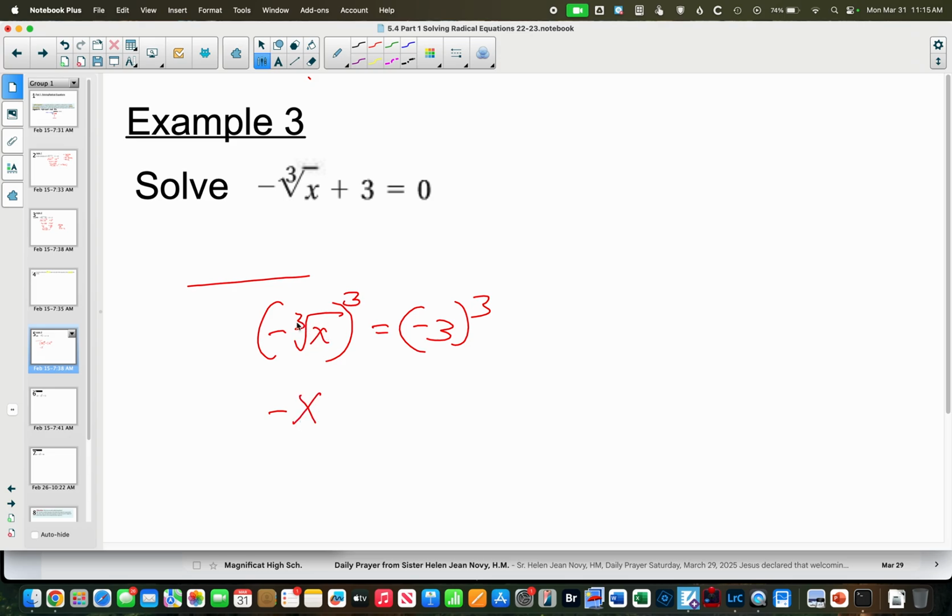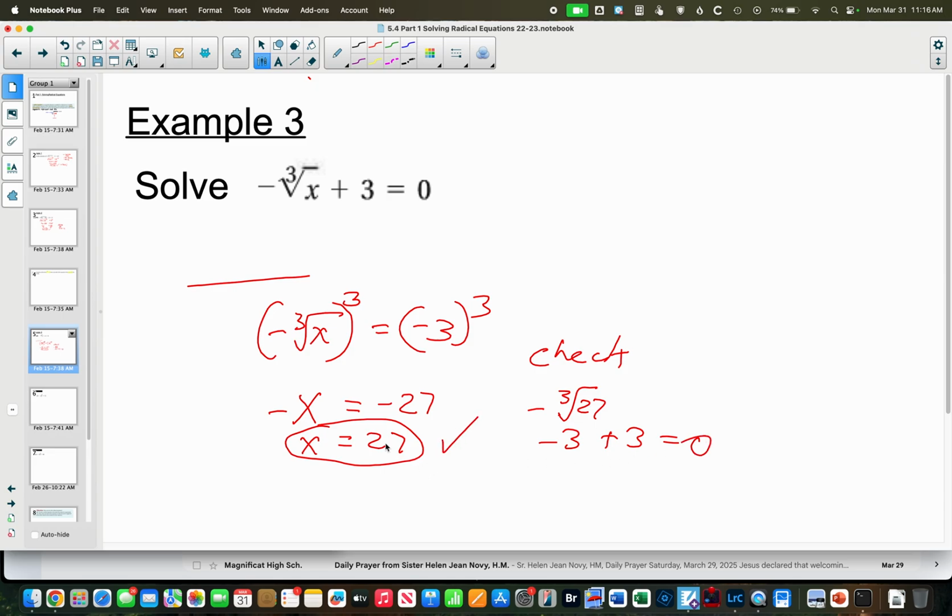Cubing the cube root will make it go away, so that's just x. Cubing negative 3, it's negative 3 times negative 3 times negative 3, which is negative 27. Dividing by negative 1, we're going to get x equals 27. We could check it. So it works.